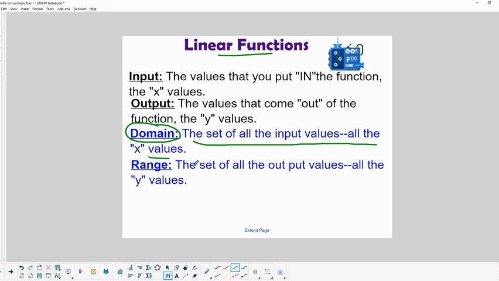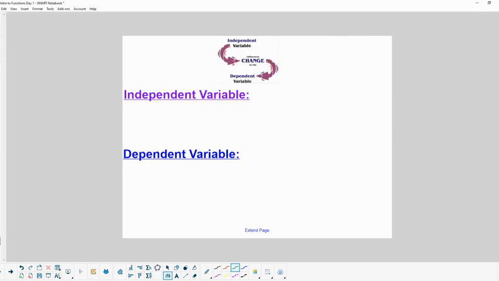All right, so now if you look at all the output values that come out of that same function after you put in the domain values, the values that come out are called the range. These are all the y values, the set of all the y values. So you could put in one x value and get out one y value, but when you put in a bunch of them, then we call those sets the domain and the range. So kind of keep these words in the back of your mind.